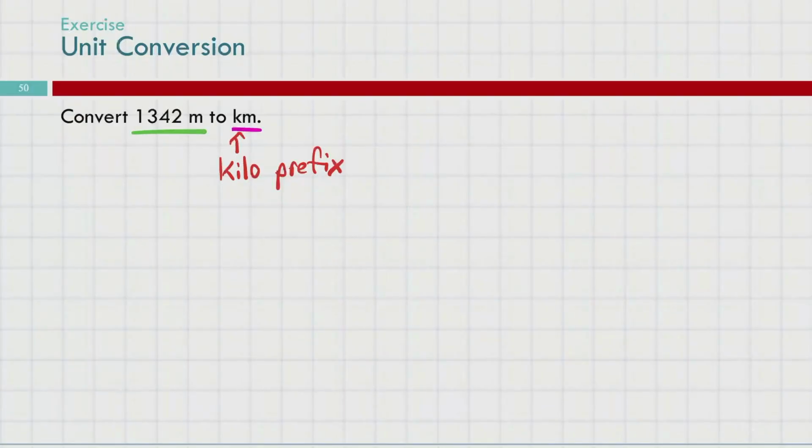A lot of these metric prefix problems can be solved in one step. Some of them might be a little bit easier if we choose to do them in two steps instead. If we've got prefixes on both of our numbers, it's sometimes simpler to do them in two steps. This one we can do in one step because we only have one prefix. So we want to go from meters to kilometers. We can do that in one step.